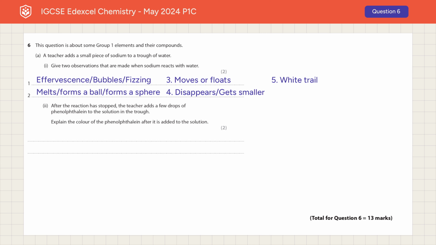Next question. Once clean, we dip the wire in our sample, say a white solid suspected to contain lithium ions, and place it back in the flame. If lithium is present, we'll observe a crimson-red flame. Each group 1 ion has a unique color, and crimson red is the signature for lithium. That's why the answer is C.